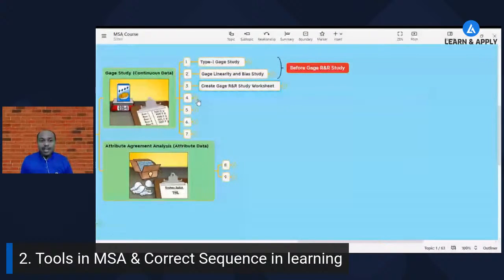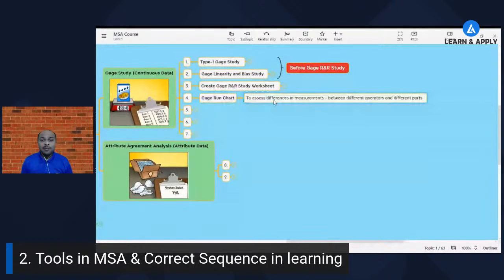So we need to use this tool to design the worksheet so that we can analyze our measurement system. Once we create the gauge R&R study worksheet and collect the data, then we can use the gauge R&R chart to assess the differences in measurements that can be between the different operators and different parts. We can also use the gauge R&R study crossed, gauge R&R study nested, and gauge R&R study expanded. So there are 3 types of gauge R&R study that we can use: crossed, nested, and expanded. Now, what are the applications of them? Let's understand that in detail.